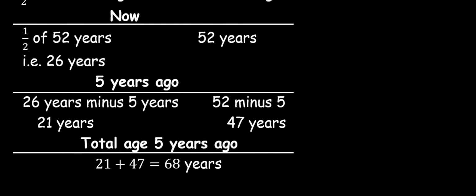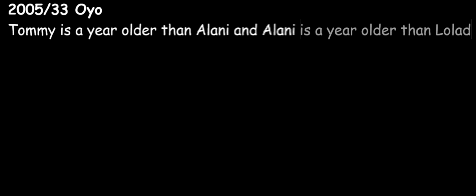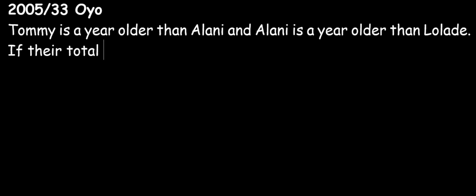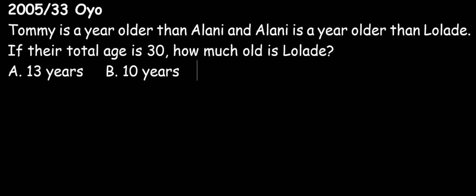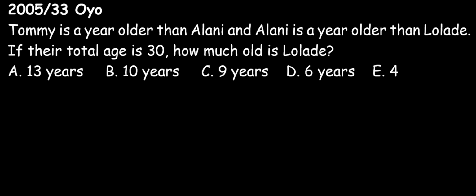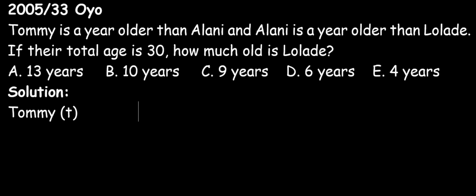Another example. Tommy is a year older than Alani, and Alani is a year older than Lolade. If their total age is 30, how old is Lolade? A, 13 years, B, 10 years, C, 9 years, D, 6 years, E, 4 years. Solution. Let's represent each of the names with letters. Tommy will be represented by T, Alani by A, and Lolade by L.